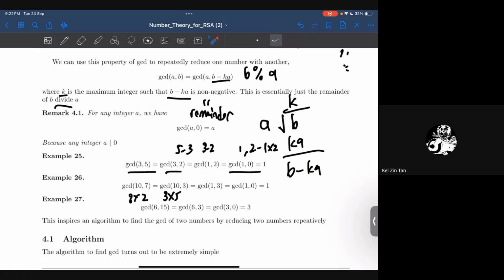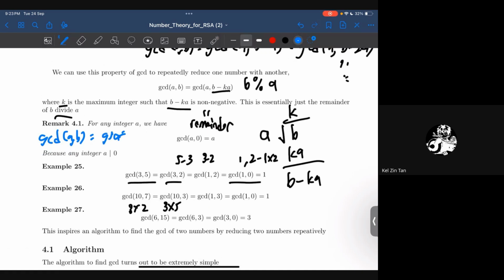Before that, I just want to mention this thing. GCD of A and 0 is always equal to A. The reason being that we define GCD of A and B as the greatest integer G such that G divides A and G divides B, right? But what does divides mean here? Divides here basically means that I have some K multiplied by G equal to A.